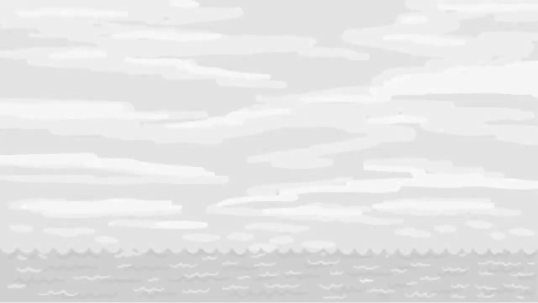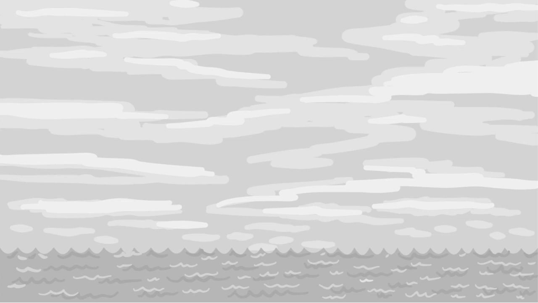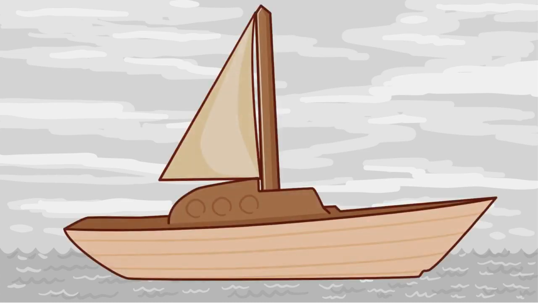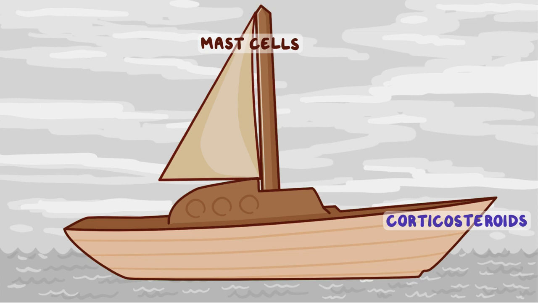We want to make a simple and fun mnemonic that'll help you efficiently memorize and retain all these pharmacology facts. Let's start with a sailboat with a large mast for mast cells. On the bow of the ship is our corticosteroids. Since they all have sone in their name, let's use a group of boys to represent them.